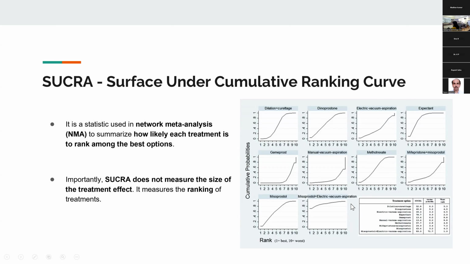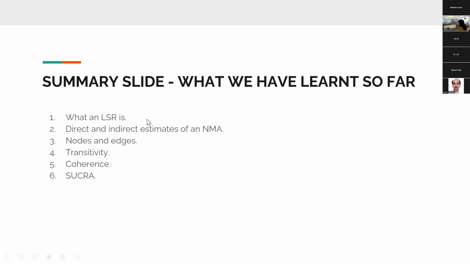It basically gives you, on the right corner, you can see the SUCRA values. A value above 75% means this drug has a high probability of being ranked the best. That's all. It doesn't mean that it is the best. So what we have learned so far is what a living systematic review is, and what indirect and direct estimates in a network meta-analysis are, and what are nodes, edges, what is transitivity, coherence, and what is SUCRA. Does anyone have any doubts at this point?